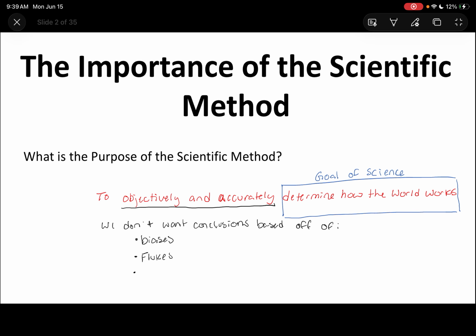Basically, we also don't want conclusions that are based off of poor design. The way that you go about answering a question can sometimes lead you to incorrect answers, and we want to make sure that's not the case either. So the whole point of the scientific method is to provide a framework for figuring out how the world works, with safeguards in place that prevent us from making conclusions based off of biases or flukes, and that essentially help ensure that the result we get is based off of evidence and is a reflection of reality.